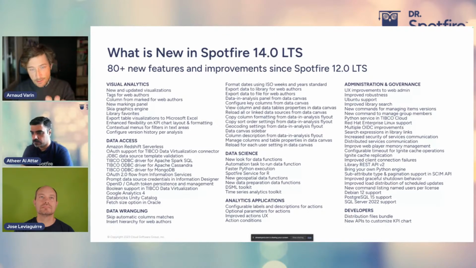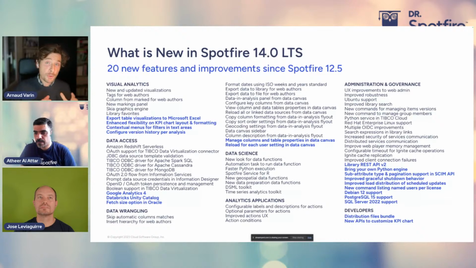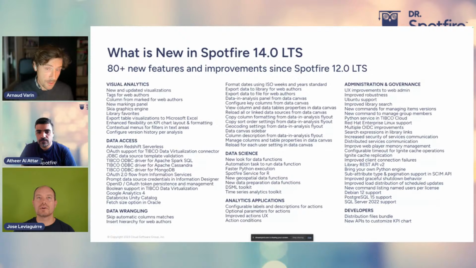So this is the list of everything that is new since the last LTS release, Spotfire 12, that was released last year. We have more than 80 new features and improvements since then. Compared to Spotfire 12.5, released a bit earlier, I think it was early this summer, we have 20 new features and improvements. And there's going to be more to come in future versions of Spotfire as we develop. Always.